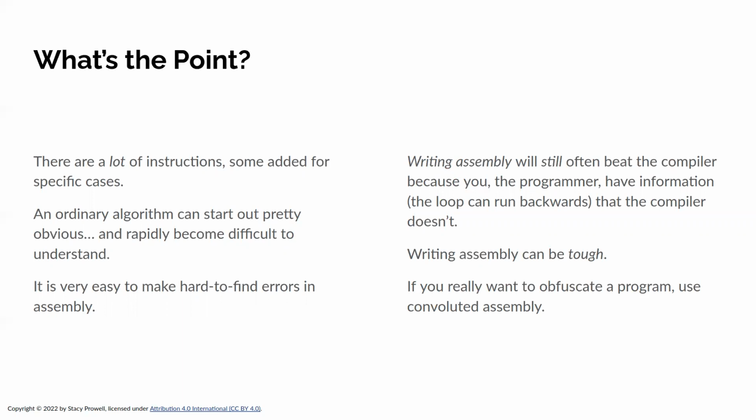Okay. I beat the compiler. I produced a shorter program that will actually run really fast. And I did that because I was able to figure out that the loop can run backwards, and the compiler wasn't able to figure that out. That's okay. Writing assembly is way harder than writing in a high-level language. That's why we have high-level languages.